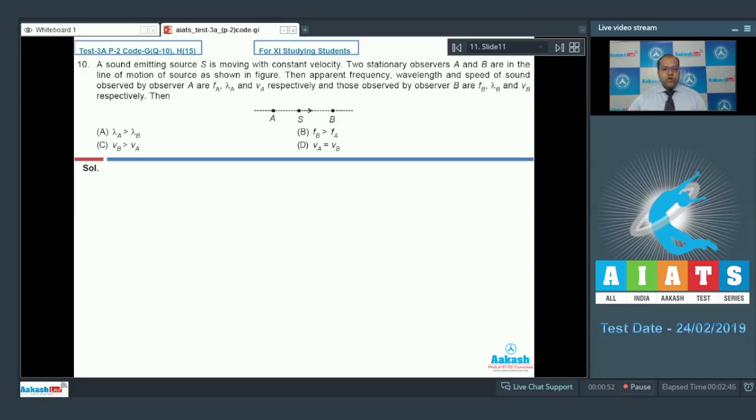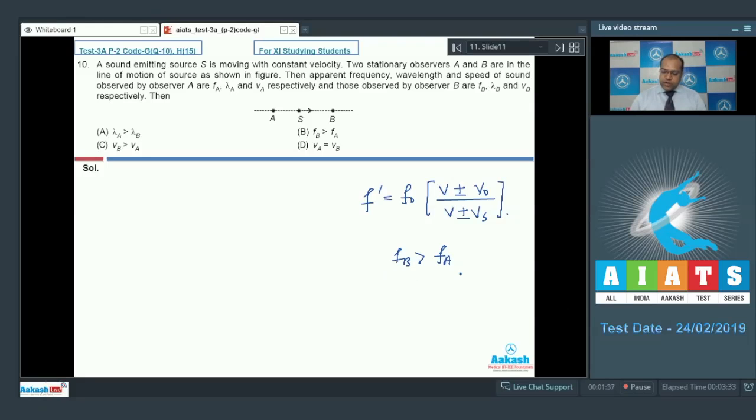From Doppler's effect, we know that the apparent frequency f dash is given by f naught, the original frequency, into velocity of sound in air plus minus velocity of observer, divided by velocity of sound in air plus minus velocity of source. In this case, the source is moving towards B. As the source is moving towards B, the apparent frequency heard by observer B will increase. So the frequency of B is greater than the frequency heard by observer A. So Fb is greater than Fa.